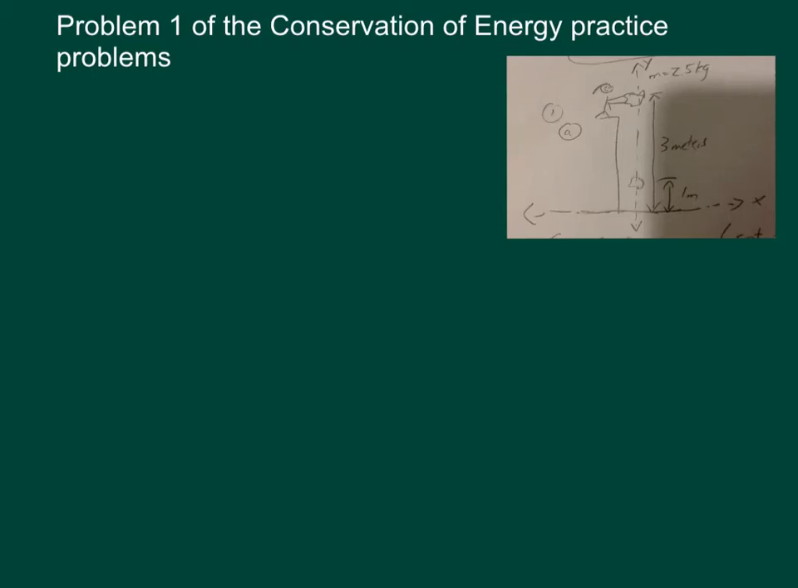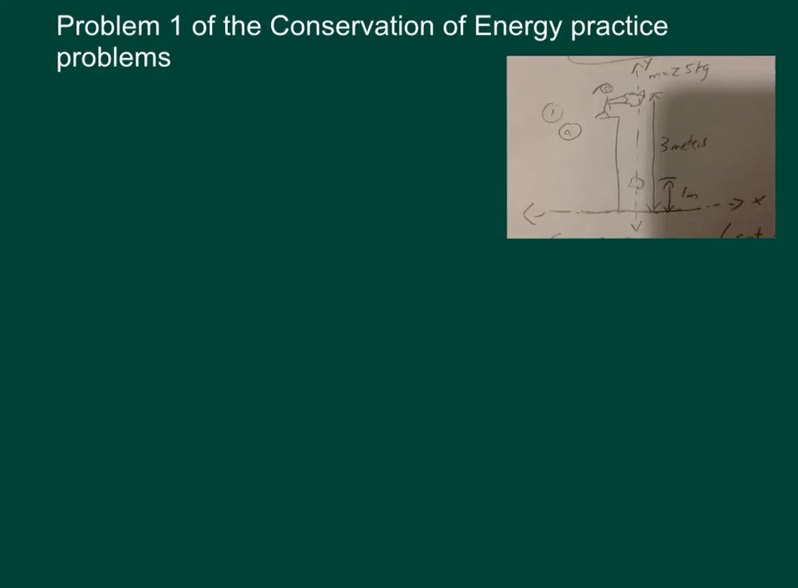This is Mr. Bob, and in this video I'm going to walk you through the first problem on the conservation of energy practice problems. That's the problem scenario as Rosa drops a 2.5 kilogram rock from a height of 3 meters. It says assume air resistance is negligible in this entire scenario.